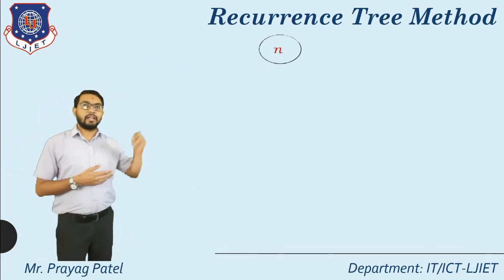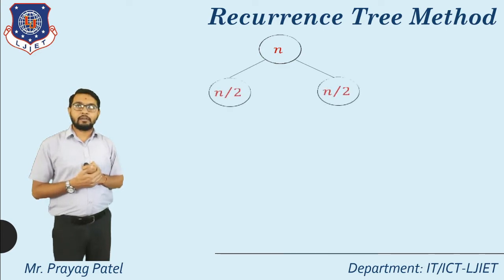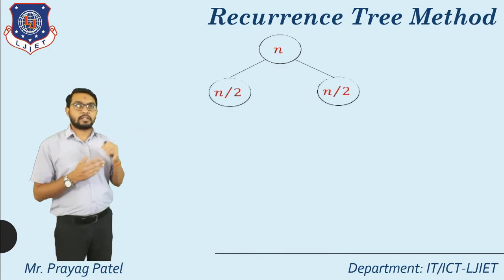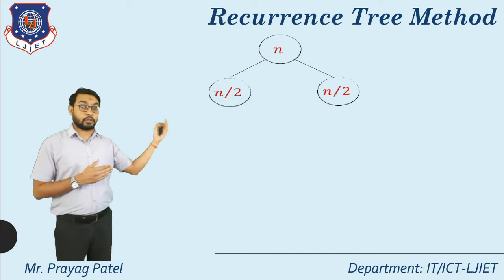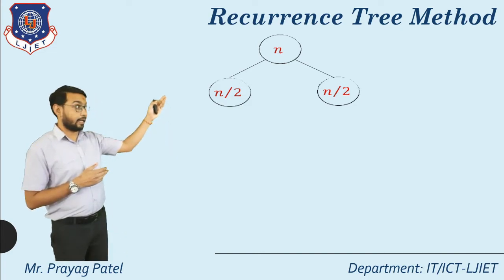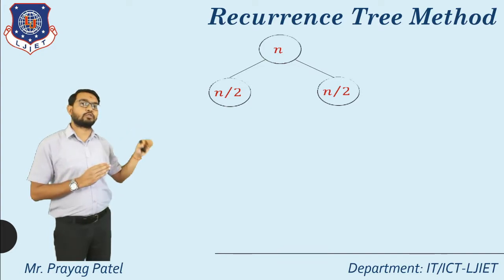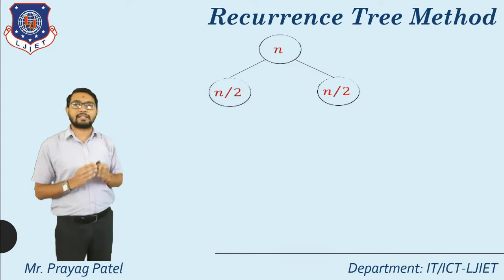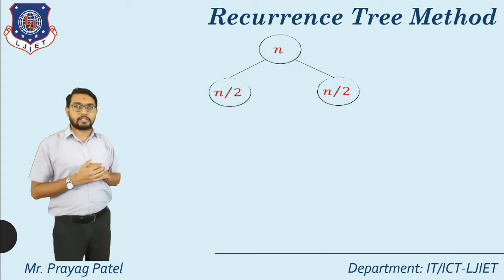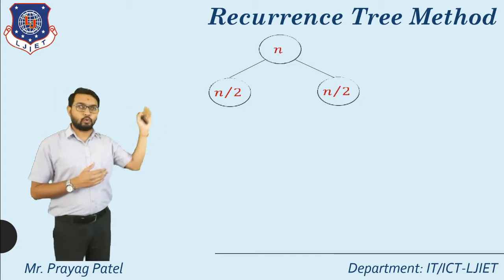Now consider the root position value as N. Next level, we consider N by 2 cost for the 2 node. We already wrote the C into N. In place of C into N, we also consider the N because C is a constant. Next level, consider Cn by 2 or N by 2 times.